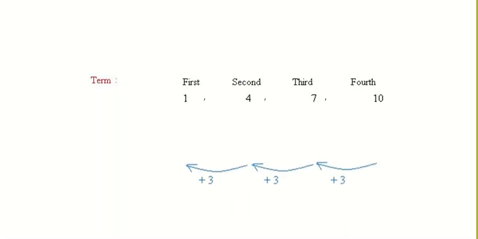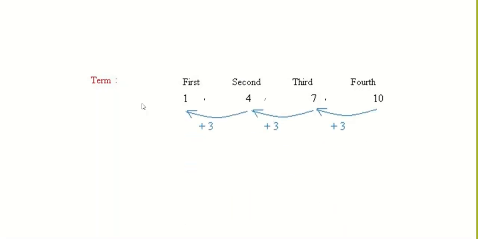The sequence 1, 4, 7, and 10. 1 is the first term, 4 is the second term, 7 is the third term, and 10 is the fourth term. So we have 4 terms in the given sequence. Notice that the difference between the two consecutive terms is positive 3. So when we say difference between two consecutive terms, that means the gap between them.